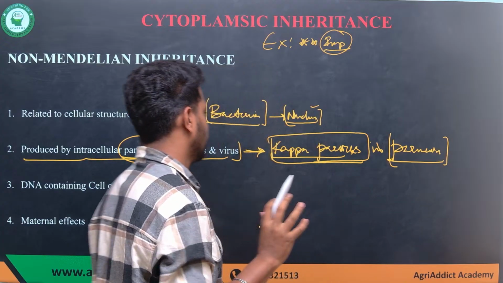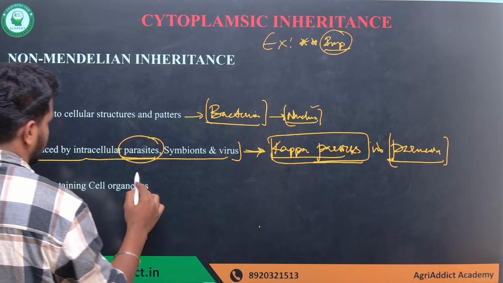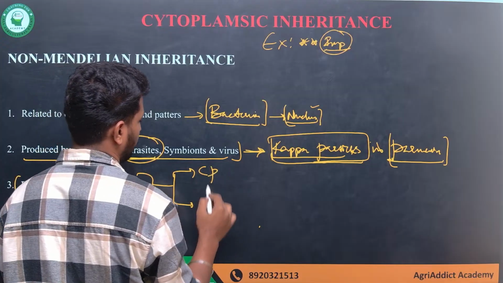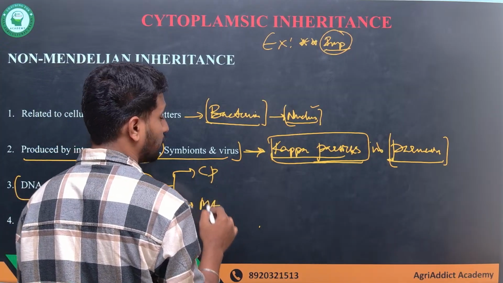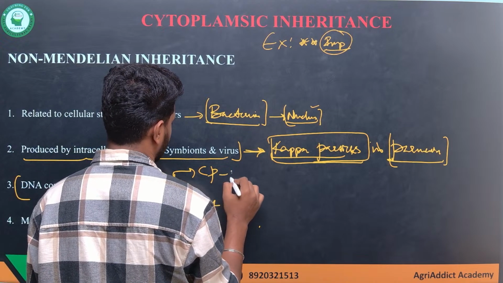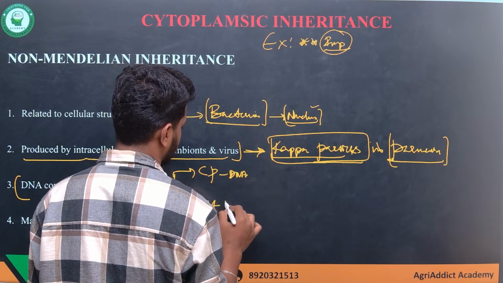That's it. Okay, next thing. DNA containing cell organelles. I told you it is in two different cell organelles, which are CP and MT. So what do we call the DNA that is present in the CP, and what do we call the DNA that is present in the MT? I told you yesterday, if you remember.